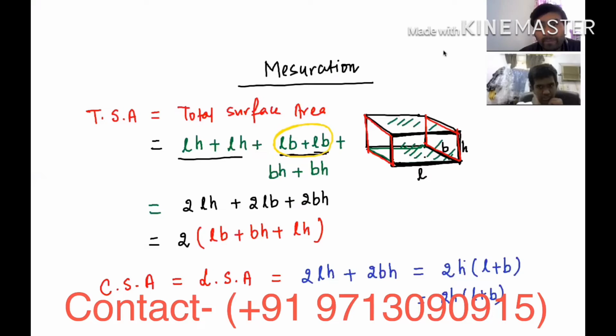In which figures? In a cuboid. Yes, this is a cuboid. Cuboid means whenever the length, breadth, and height are different, that is called a cuboid. Now only one thing is left here: volume. Volume is length times breadth times height.